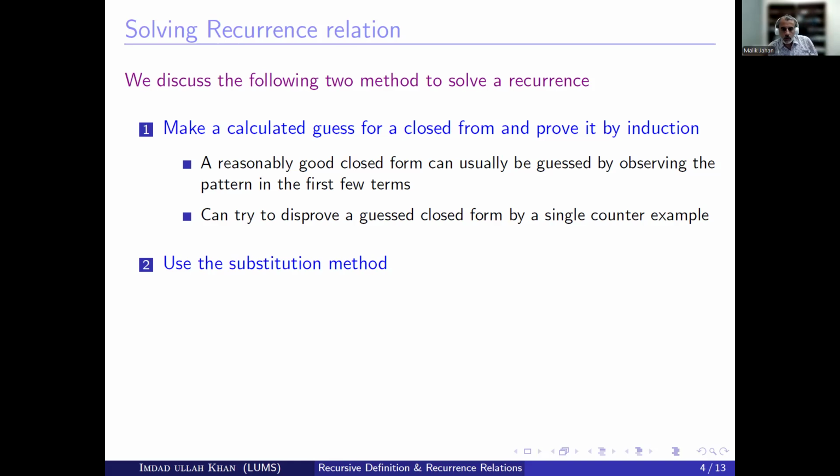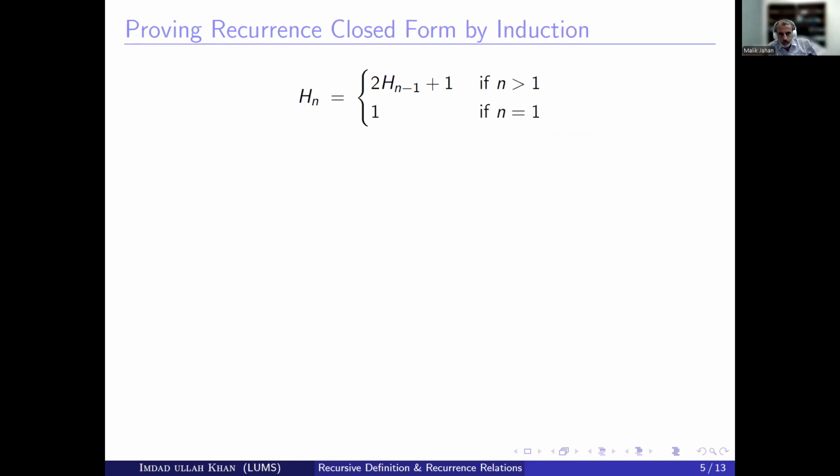And by looking at the sequence, we might be able to guess its closed form. The other method we will be looking at is the substitution method. So let's start with the first method first. This is the recurrence relation representing the number of moves which are required to move n disks in the problem of Tower of Hanoi.